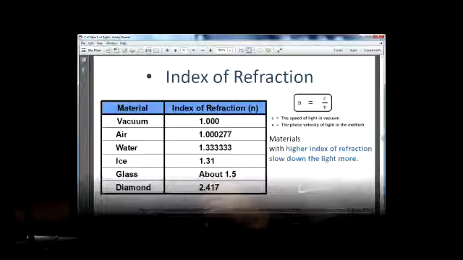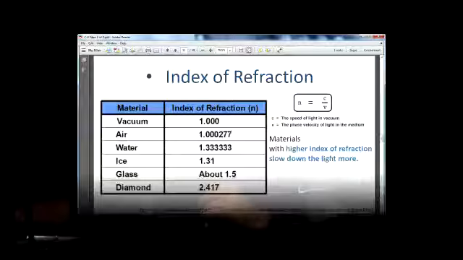All right, so now we can see the indexes of refraction for different materials. The index of refraction of vacuum, obviously, is going to equal 1 because of the formula. It will be just a number divided by itself, which is 1. Anything other than a vacuum is going to slow down the light, and the more it slows down, the higher the index of refraction.